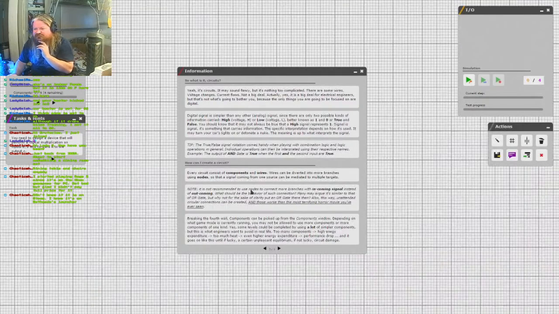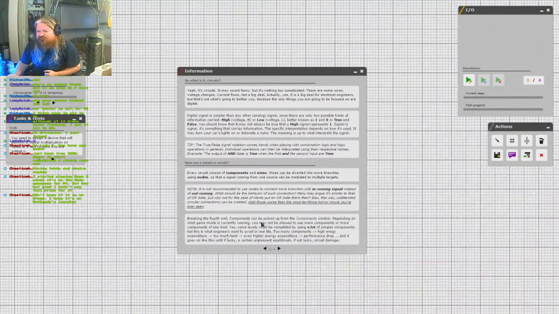No, it is not recommended that you use nodes to connect more branches with incoming signals instead of outgoing, which should be the behavior of such connections. Many may argue that it's similar to that of an OR gate, but why not, for the sake of clarity, put an OR gate there then? Also, this way, unattended circular connections can be created. And those are worse than the most terrifying horror movie you've ever seen.